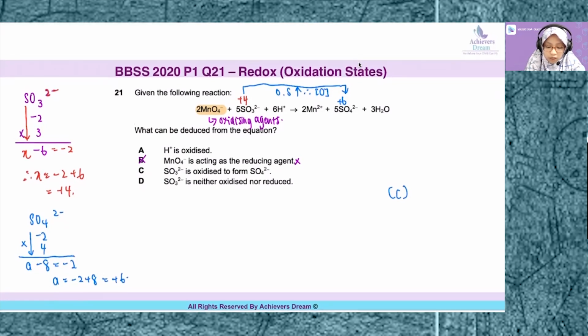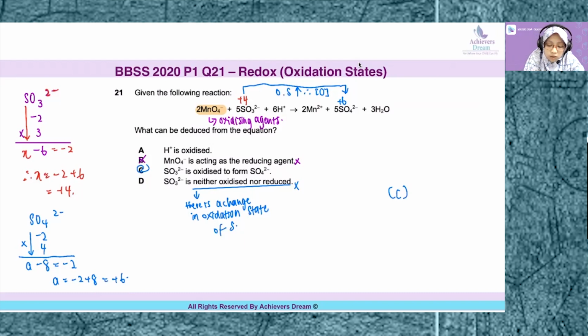However, let's take a look at the other options. What about D? Sulfite is neither oxidized nor reduced. This is wrong because there is a change in the oxidation state of sulfur, which we have calculated. Hence, sulfite has been oxidized.